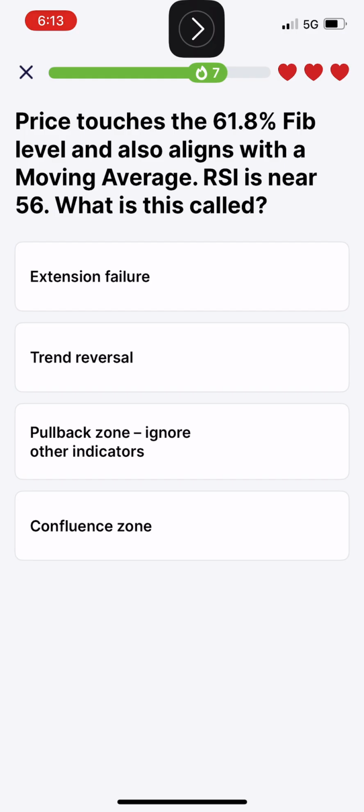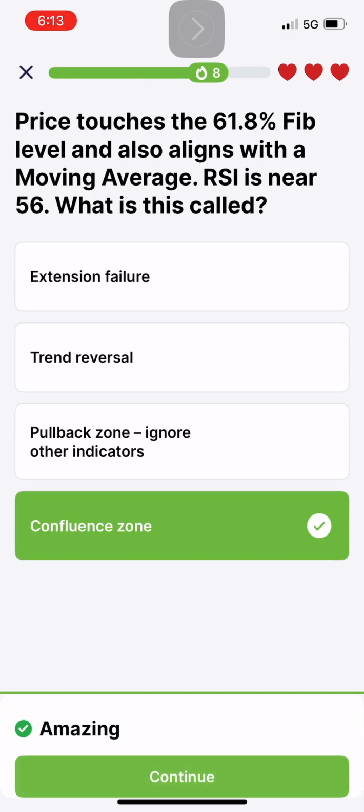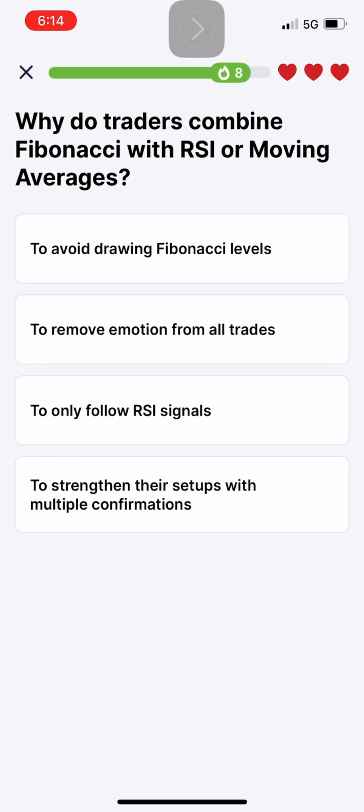Seven. Price touches the 61.8% Fib level and also aligns with the moving average. RSI is near 56. What is this called? Extension failure, trend reversal, pullback zone, ignore other indicators, confluence zone. Eight. Why do traders combine Fibonacci with RSI or moving averages? To avoid drawing Fibonacci levels, to remove emotion from all trades, to only follow RSI signals, to strengthen their setups with multiple confirmations.